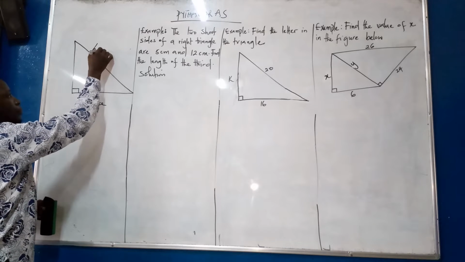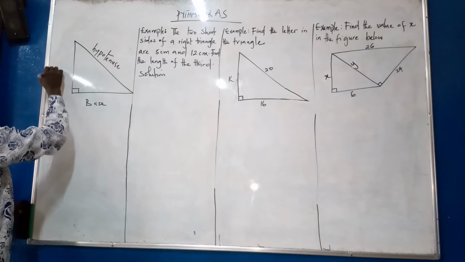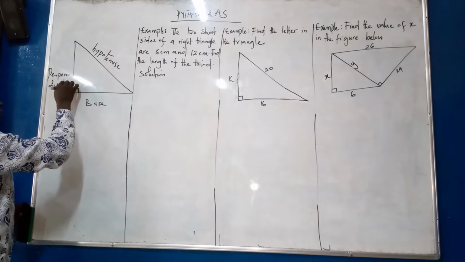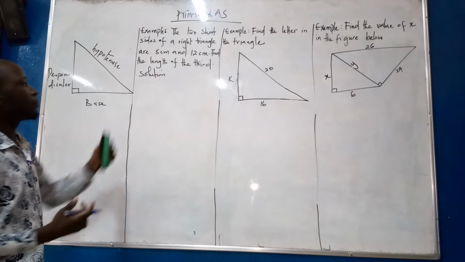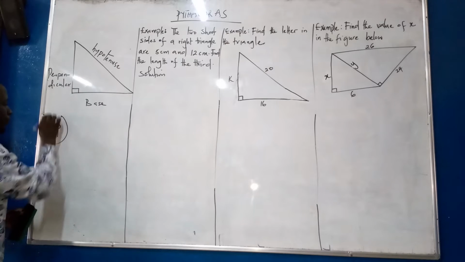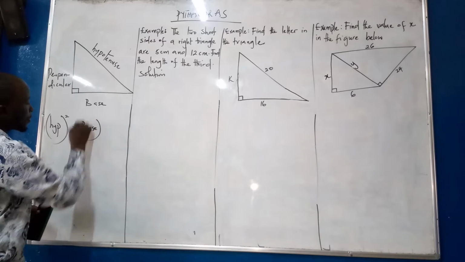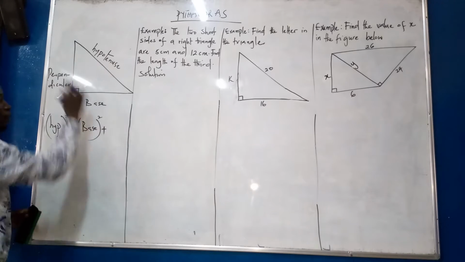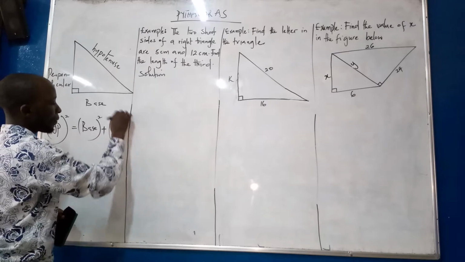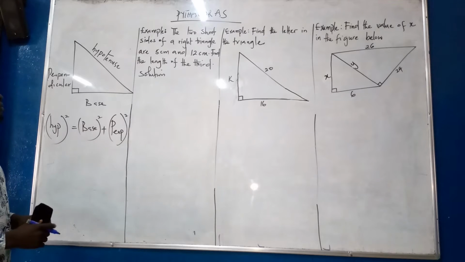So we have the hypotenuse, and here we have the perpendicular. So what Pythagoras theorem is saying is that hypotenuse square will be equal to the square of the base plus the square of this perpendicular side. This is what Pythagoras theorem is all about.